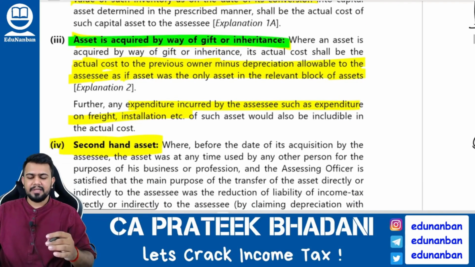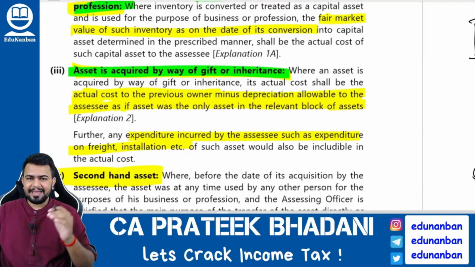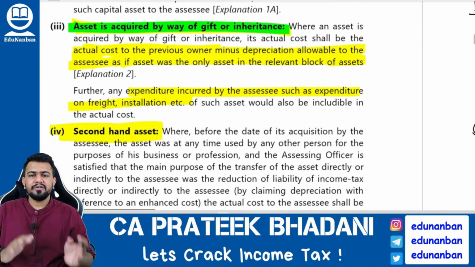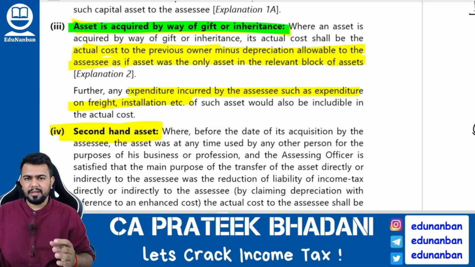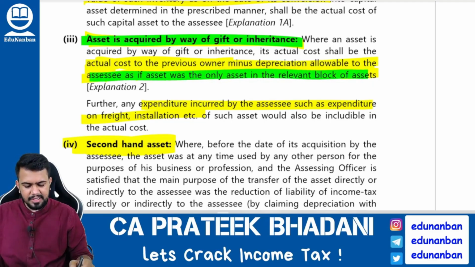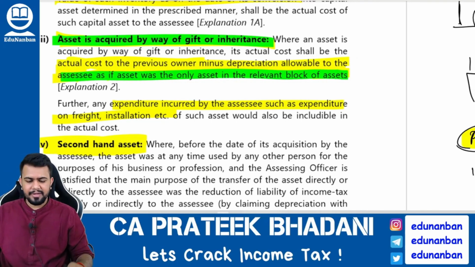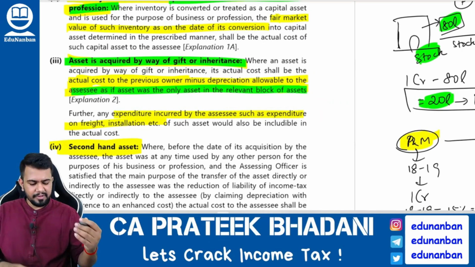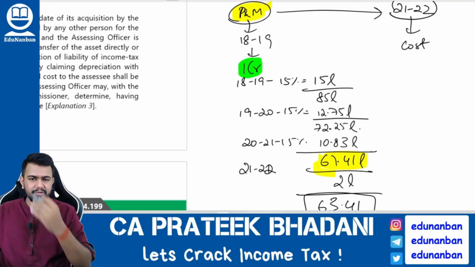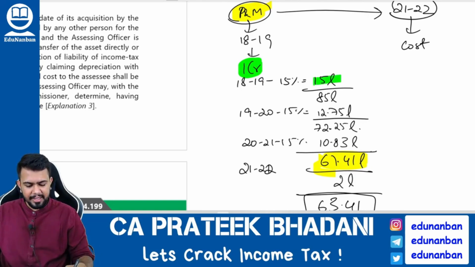Next, asset is acquired by way of gift or will or inheritance. So if asset is received by gift or inheritance, in such case the cost will be the cost of the previous owner minus the depreciation that would have been allowable to the assessee as if the asset was the only asset in the relevant block of asset. So firstly take the cost of the previous owner. For example it is 1 crore, then take the cost as 1 crore, then reduce the depreciation that would have been allowed every year.